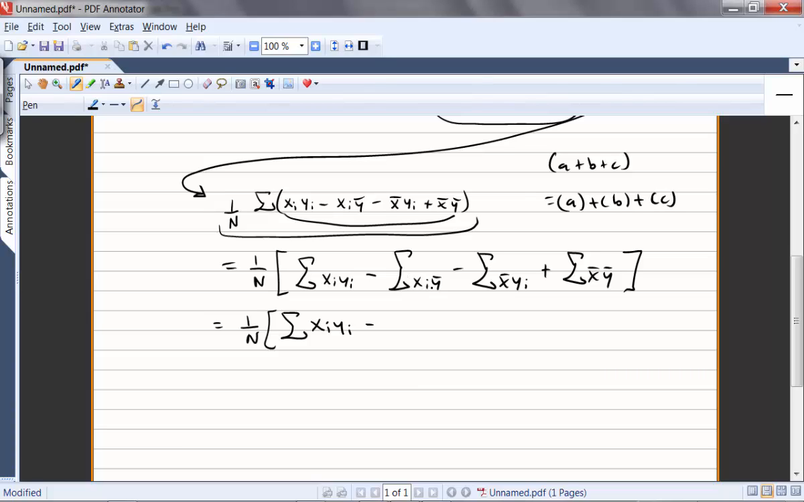Now, the sum of xi y bar. What's that? That's y bar times, if we actually wrote the sum out, it would be y bar x1 plus y bar x2 plus y bar x3 plus all the way out to y bar xn. Y bar is common to all these terms. We can bring it out. So that's y bar times x1 plus x2 plus all the way up to plus xn, or y bar times the sum of xi, where i goes from 1 to n. So this y bar, since it's a constant, we can pull it outside the sum.